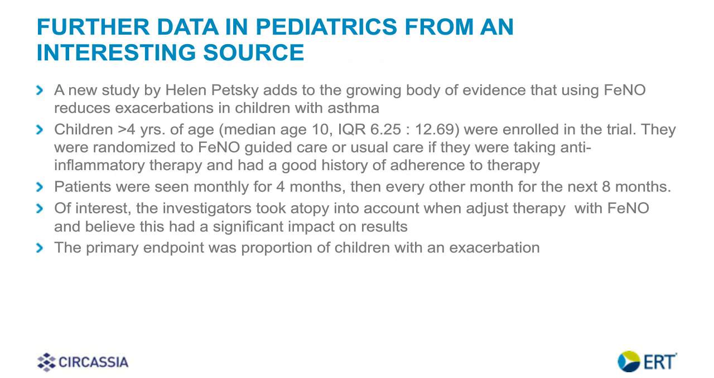The last area I just wanted to reach on here was a study by Petsky, which basically also did a similar study looking at children greater than 4 years of age. They were again randomized to either FeNO therapy or usual care if they were taking anti-inflammatory therapy. They were seen every 4 months. They took into account atopy in this study, which was interesting, and that only meant that they let their FeNO levels run a little higher if they had a particular atopic history. And the primary endpoint was children with an exacerbation.